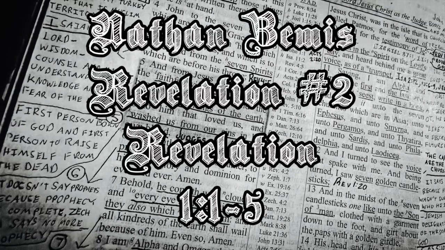All right. Any questions now? Any questions? Now, does that make it clear? The seven vials, the seven seals, the seven trumpets, and the account of the Antichrist. They're all separate accounts by themselves.